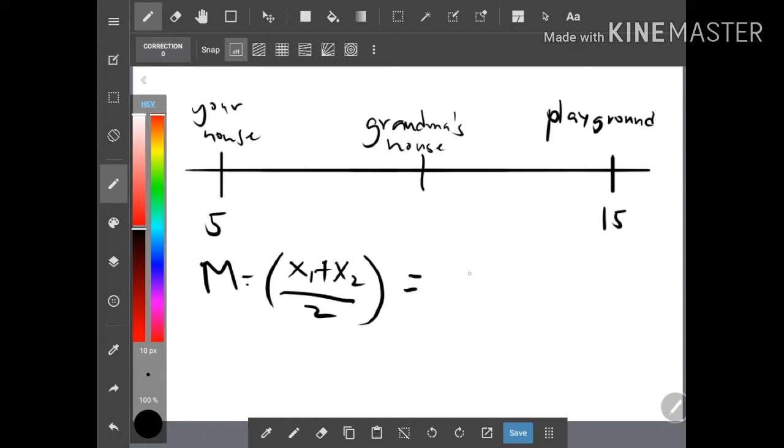The formula for getting the midpoint on a number line is x sub 1 plus x sub 2 over 2. Substitute the given values and we will get 5 plus 15 over 2, which will be 10.